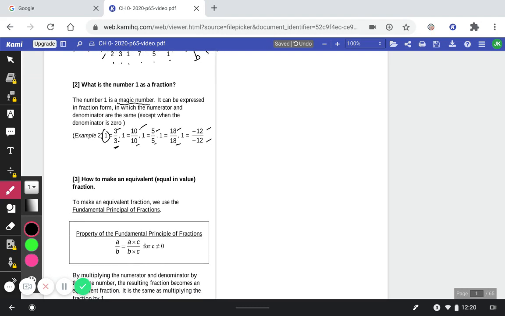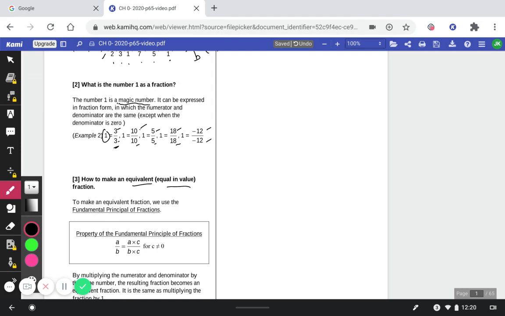So how do we make an equivalent fraction? An equivalent fraction is, in other words, an equal value fraction. Sometimes we interchange it with equal value fraction when they represent equivalent fractions. So equivalent fraction is a technical term for equal value fractions.